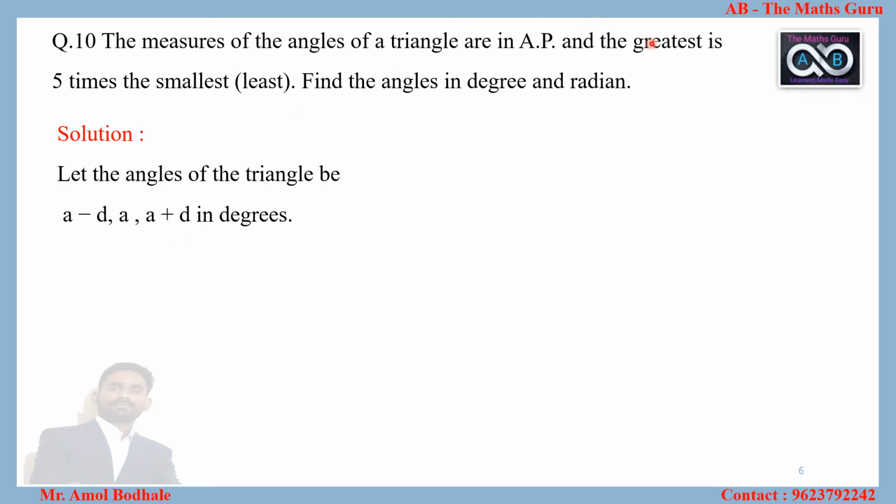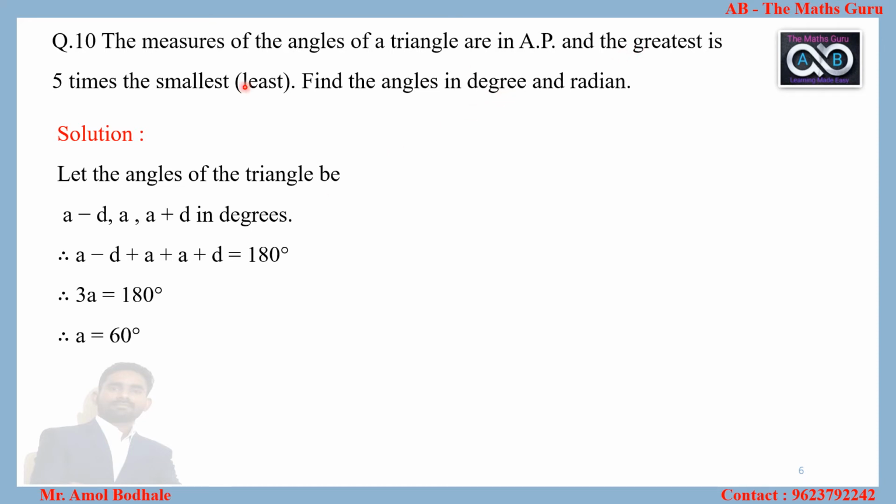Now by the given condition, the greatest is 5 times the smallest one, and the other condition which we know is that the sum of all three angles is 180 degree. So we can add them, that is a minus d plus a plus a plus d equal to 180 degree. From this, d will be cancelled, 3a equal to 180 degree. So therefore a equal to 60 degree. So here we get the value of a.